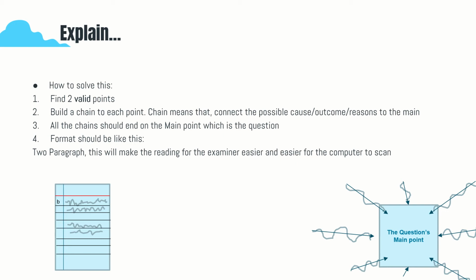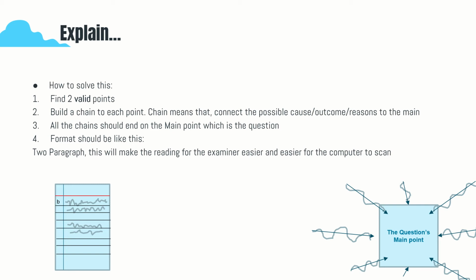Now you need to build a chain to each point. I will give you an example afterwards, but let's just understand right now. Build a chain to each point. Chain means that you connect the possible cause, outcome, or reason to the main keyword. All the chains should end on the main point, which is the question. The format should be like this: two paragraphs. This will make the reading easy for the examiner and easier for the computer to scan.